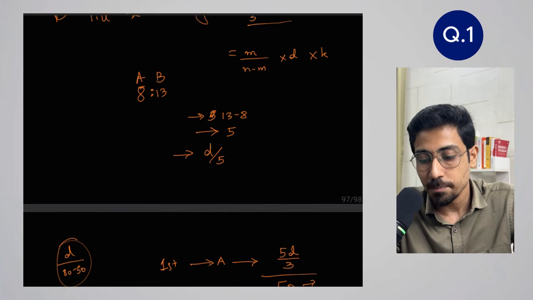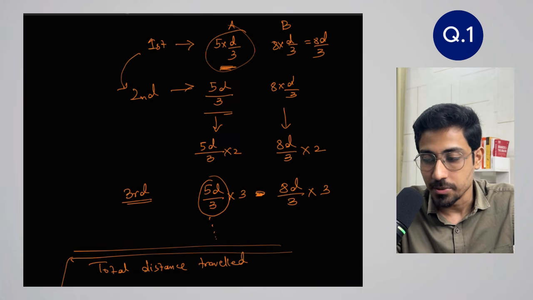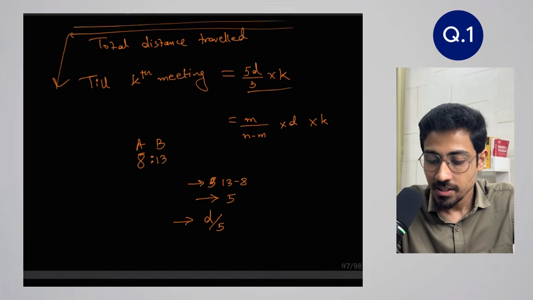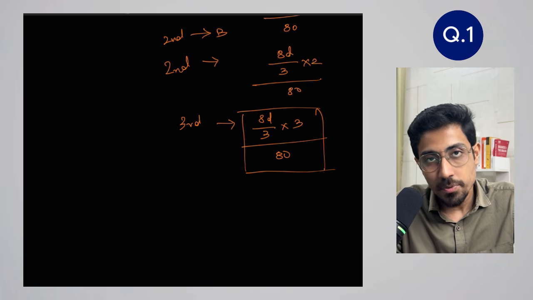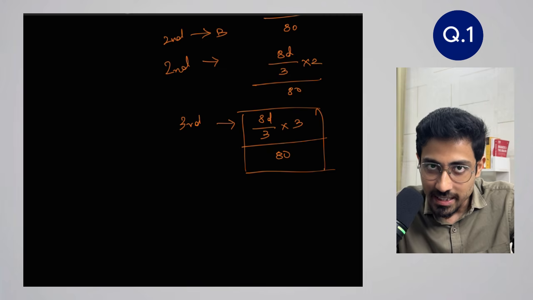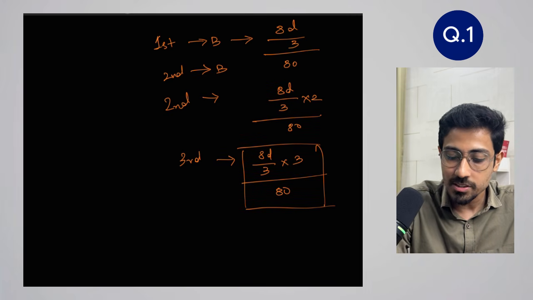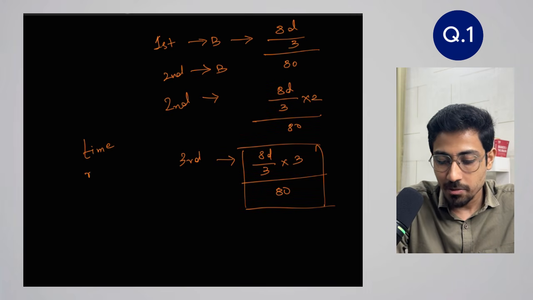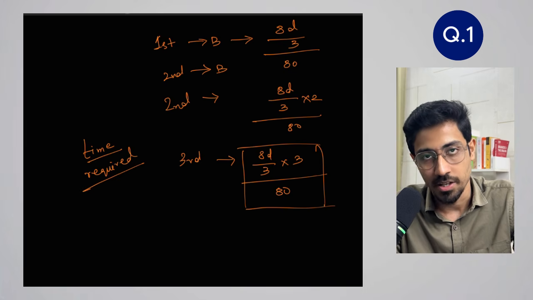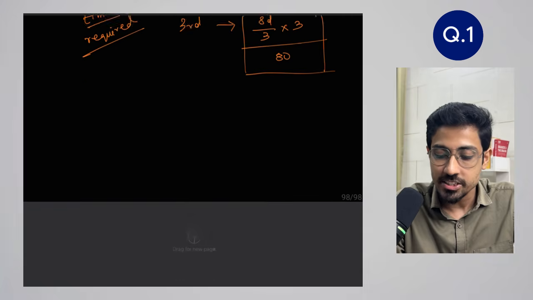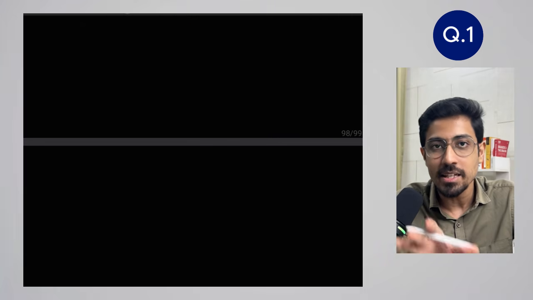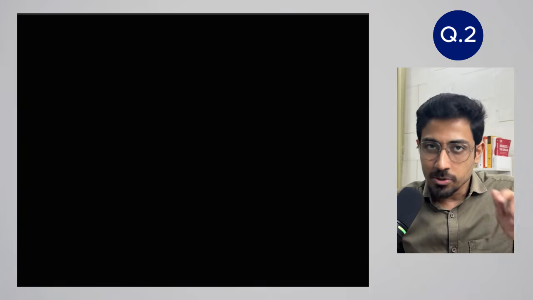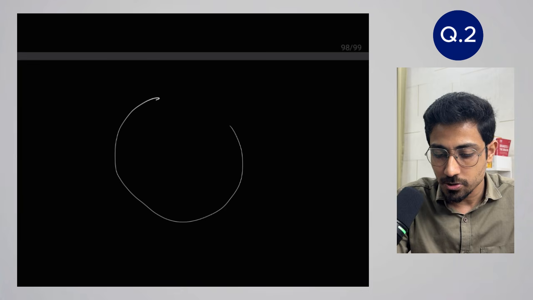I hope now this is clear to you. Let's move to the opposite direction and repeat the entire concept. So far we understood the time part, the time required for the first meeting point, second meeting point, and so on. Now let's go to the opposite direction, and then we'll go to the problems, which will make things even more clear for you. Let's see if we can do some magic over here as well.